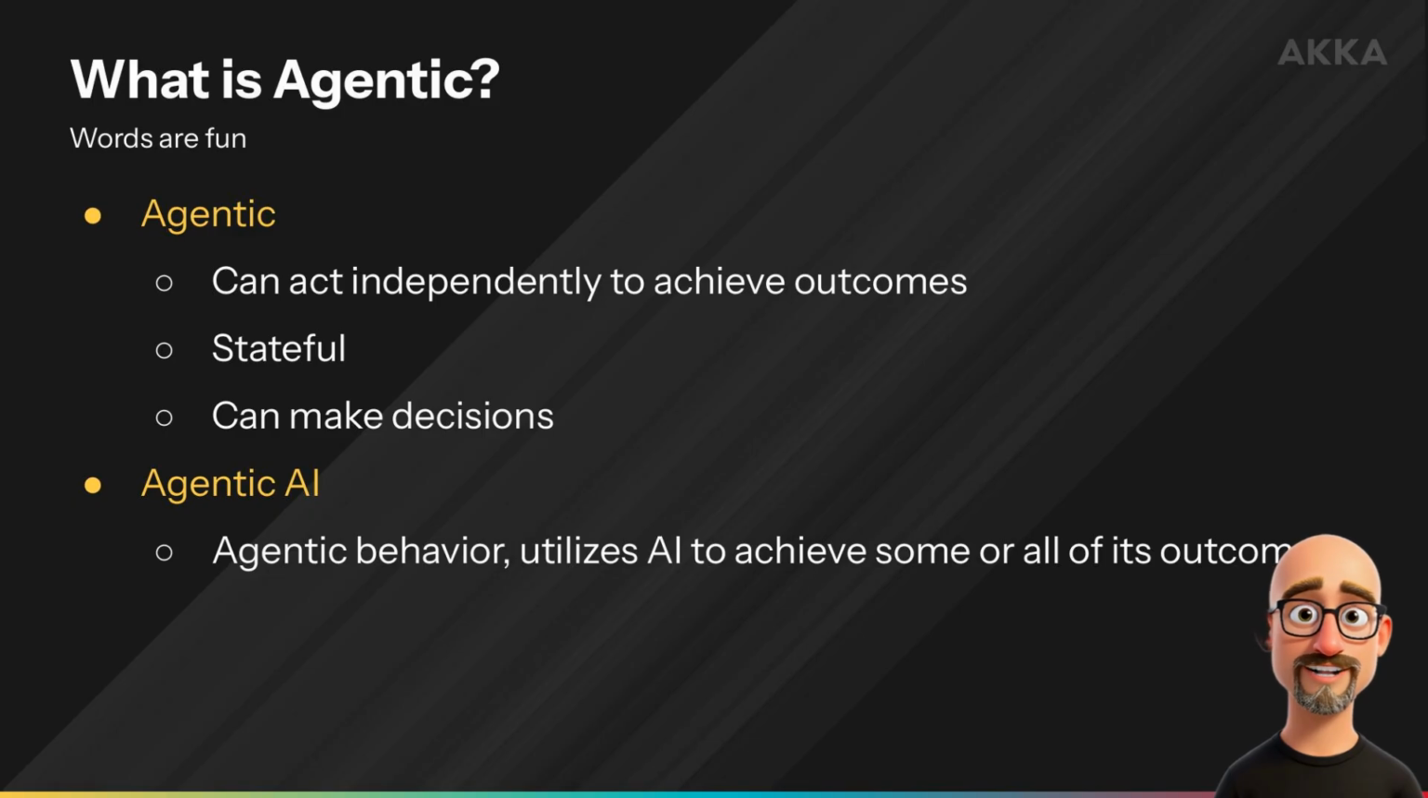So let's talk about what agentic actually means. Something that is agentic, as the name implies, can act with agency. It can act independently to achieve outcomes or goals. Agentic is stateful and capable of making decisions. Agentic AI is a superset of agentic, and this means that AI is used in some way to achieve goals.